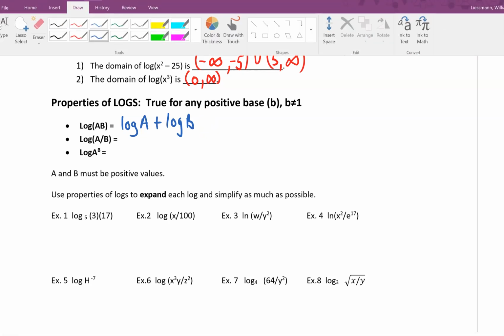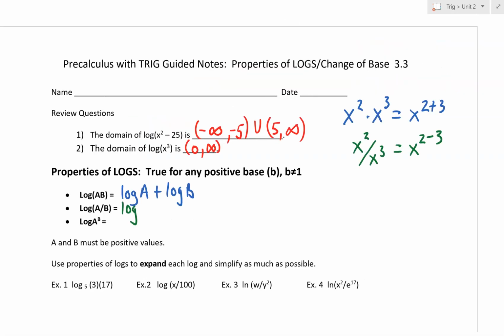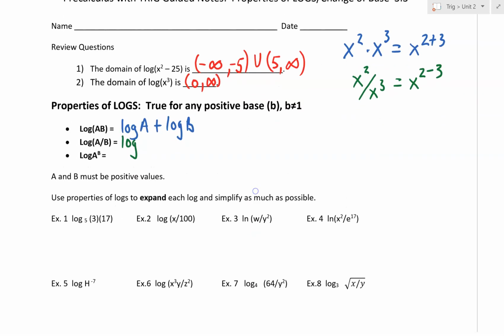For the next one, log of A divided by B. Just like our exponent rule, what is our rule when we have x squared and we are dividing by x cubed? Well, the rule says to subtract. So here, same idea. So this one would be log A minus log B, which is the same as the exponent rule.